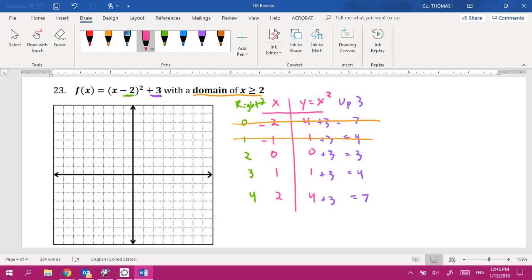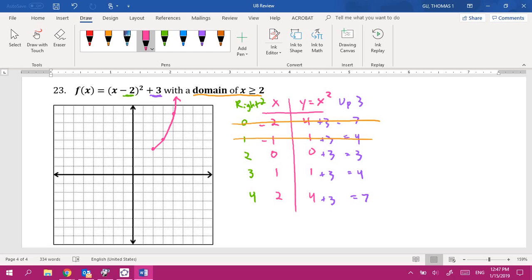We're going to graph 2, 3. We're going to graph 3, 4. And we're going to graph 4, 7. And so the graph just looks like this because they cut off the other half with the restriction. Okay. So then we need to graph the inverse.